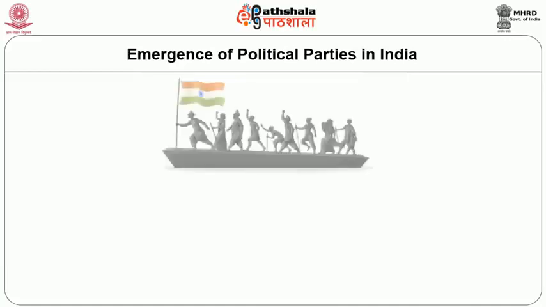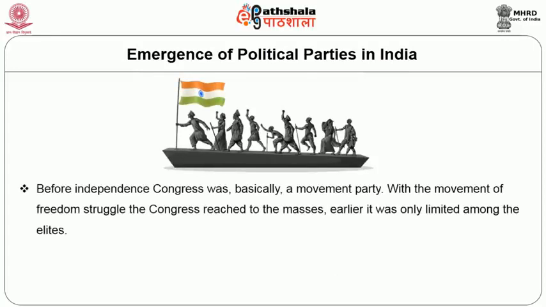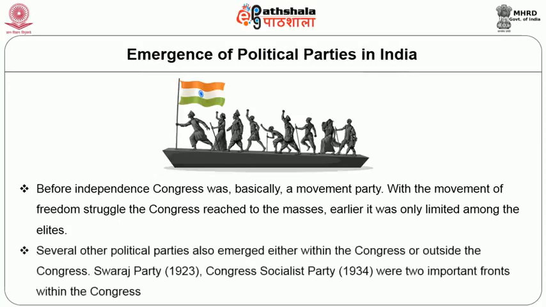Before independence, Congress was basically a movement party, and with the movement of the freedom struggle, the Congress reached the masses. Earlier, it was limited only among the elites. Several other political parties also emerged either within the Congress or outside the Congress. Swaraj Party of 1923 and Congress Socialist Party of 1934 were the two important fronts within the Congress.